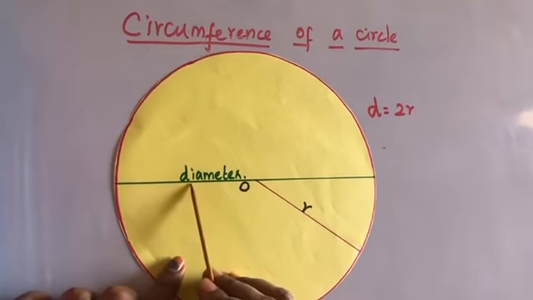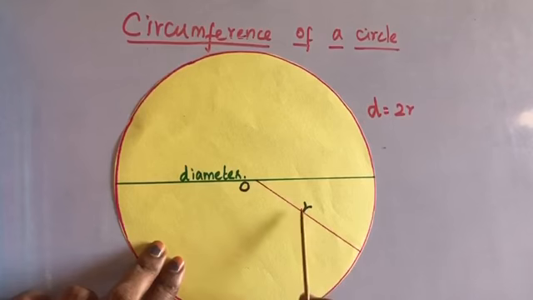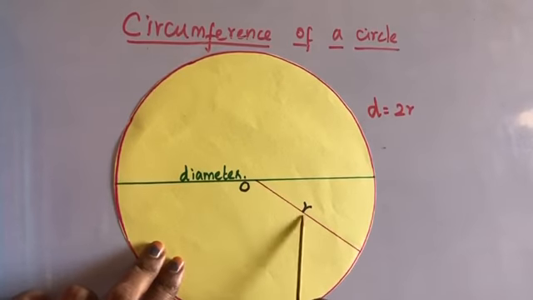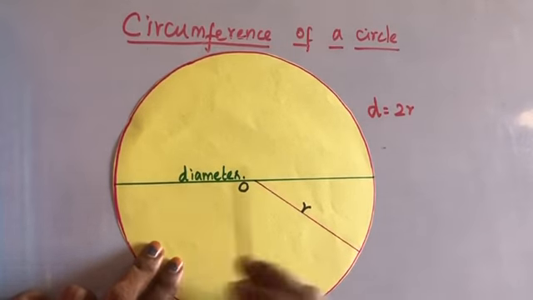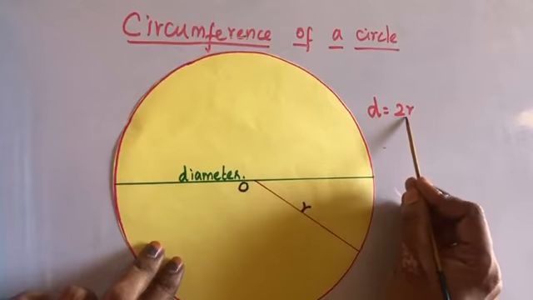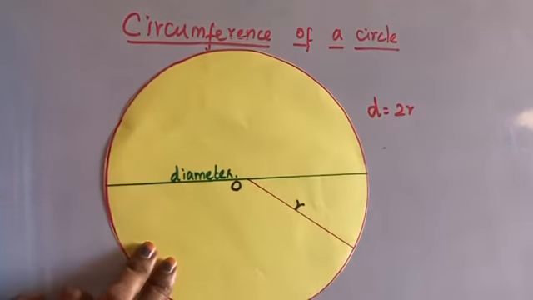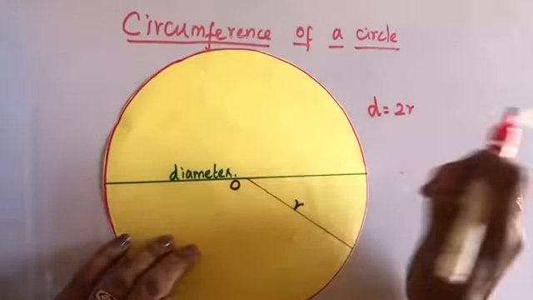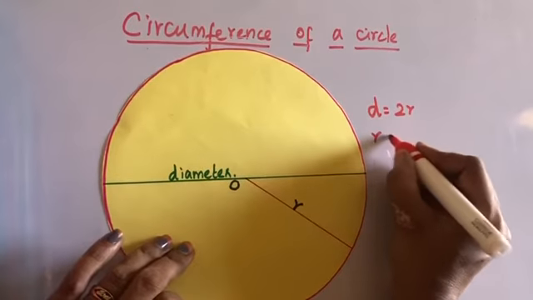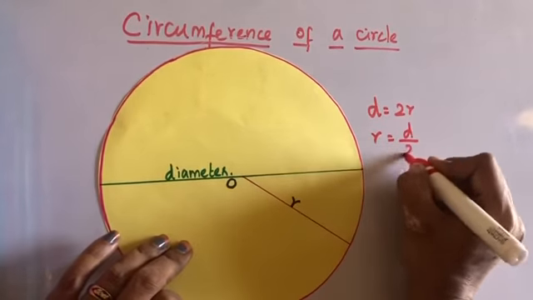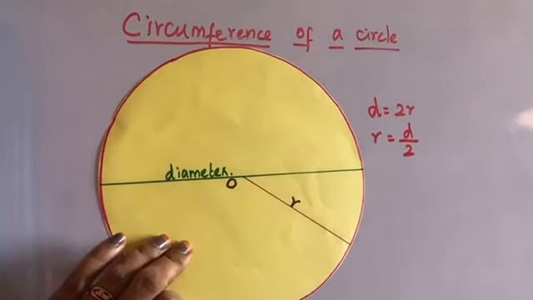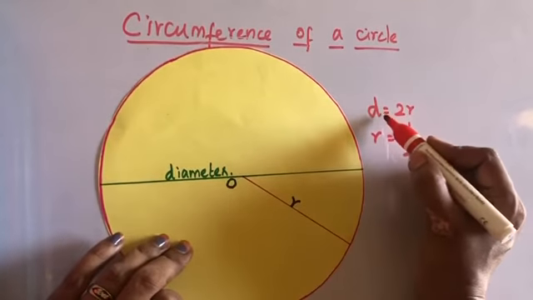If the diameter is given, with that you have to find the radius. What is the radius if the diameter is given? We know D is equal to 2R. Diameter is equal to 2 times radius. So what is the measurement of radius? R is equal to D by 2, that is diameter by 2. R is radius and D is diameter.